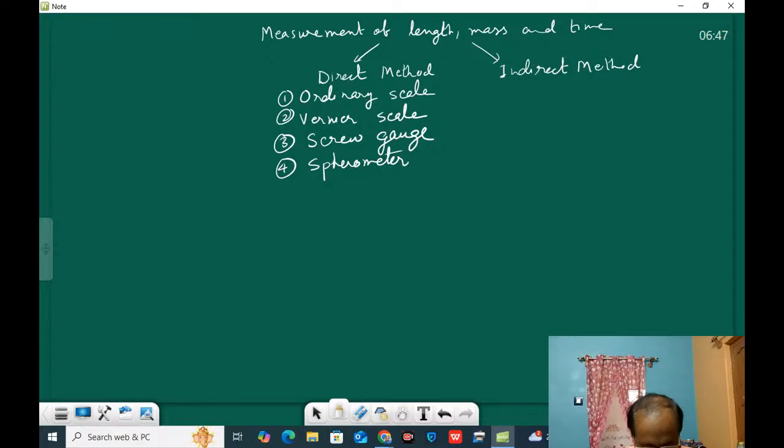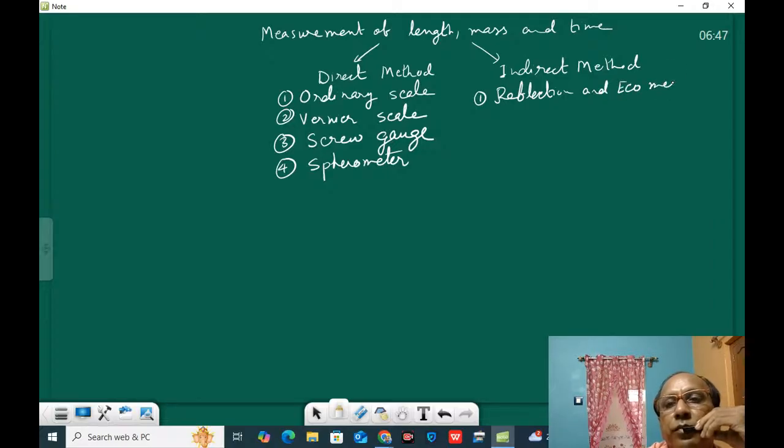But in the case of the indirect method, what we use is the reflection and echo method. In the indirect method, we use the reflection and echo method. This is the first method.